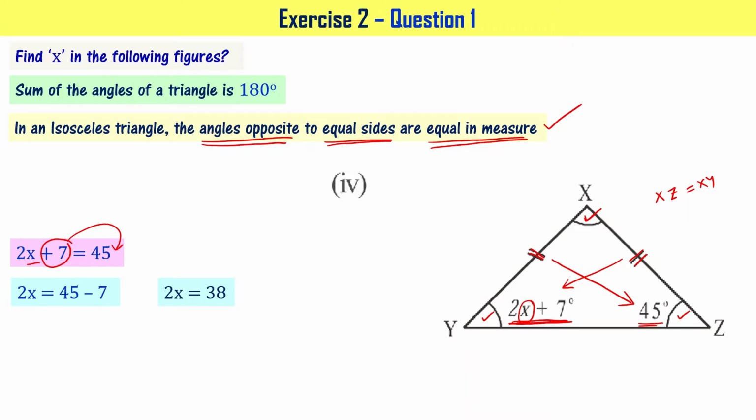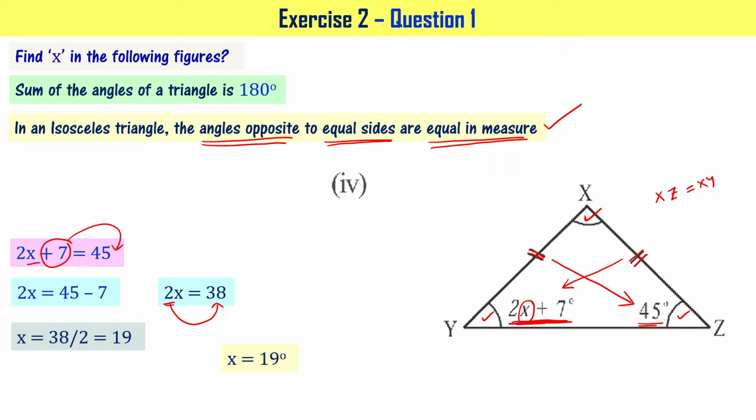Now 2 is multiplying x, so I can take it to the other side. When I do that, it is going to divide the number 38, right? So let me write x equal to 38 by 2, that is equal to 19. So to answer the question, x equal to 19 degrees is the answer. So 2 times 19 plus 7 is this angle.